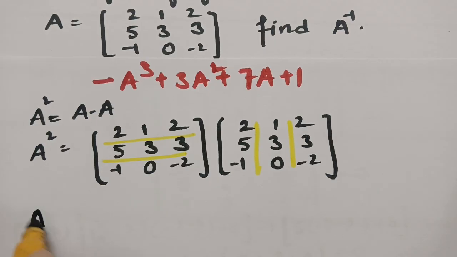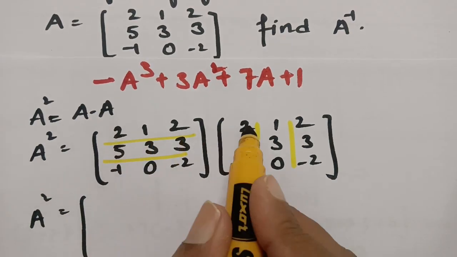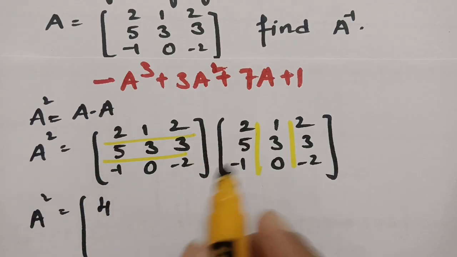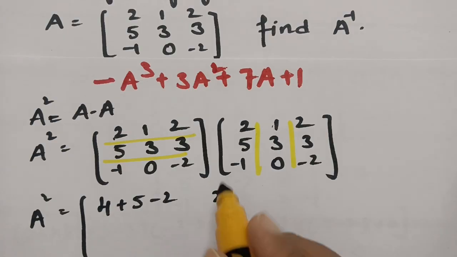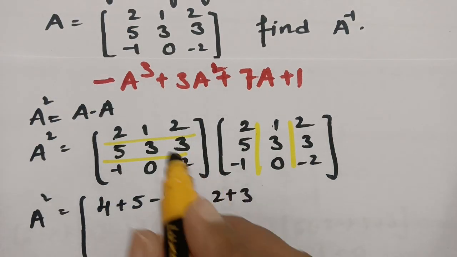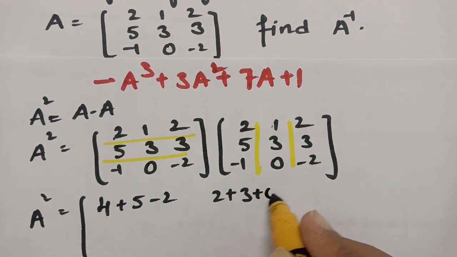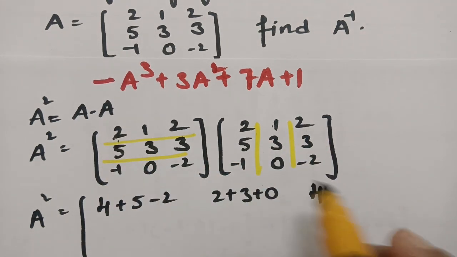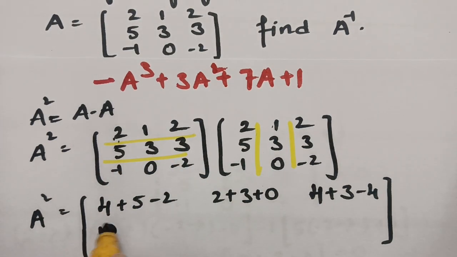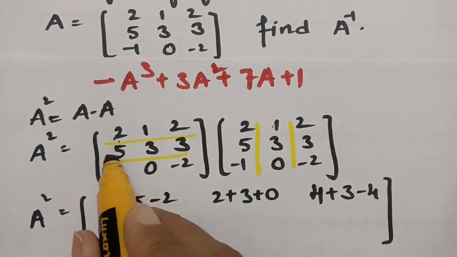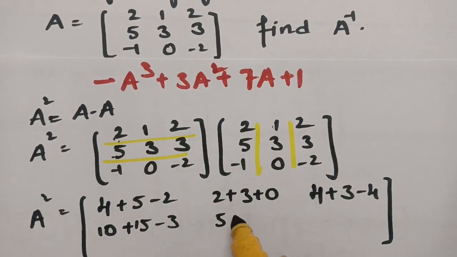So A square value will be, if I multiply, this is 2 into 2, this is 4. And this is 1 into 5, this is 5. And 2 into minus 2 is minus 2. 2 ones are 2. 3 into 1, 1 into 3 is 3. 2 into 0, this value is 0. So this is 2 2s are 4. And 1 into 3 is 3. And this is going to become minus 4. Clear? 5 2s 10. 3 5s are 15. And 3 into minus 1 is minus 3. So 5 1s are 5. 3 3s are 9. And this is going to become 0.